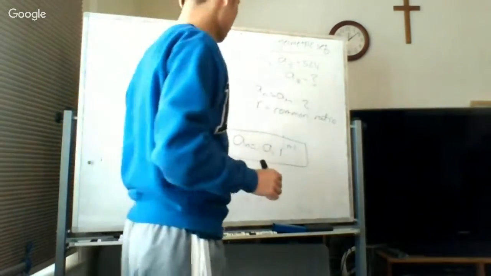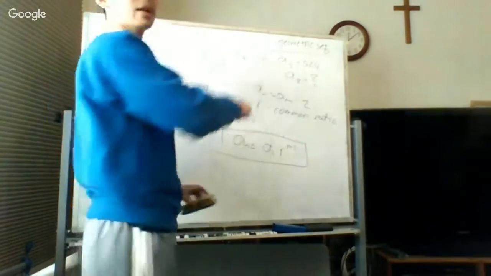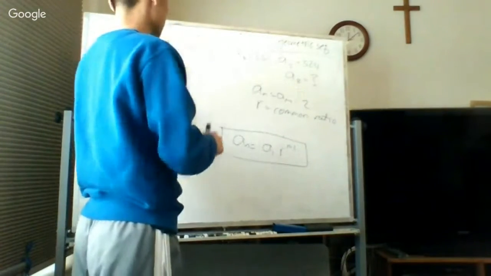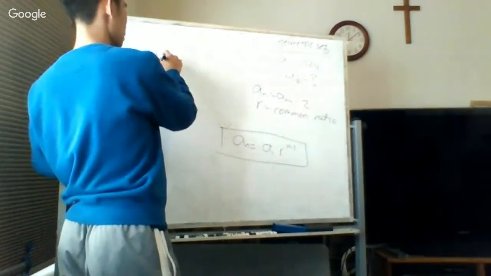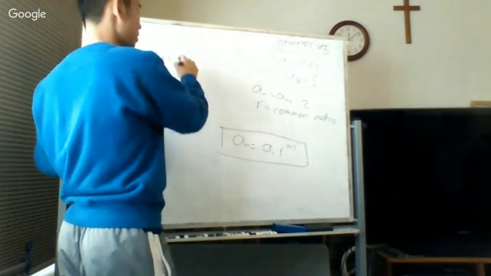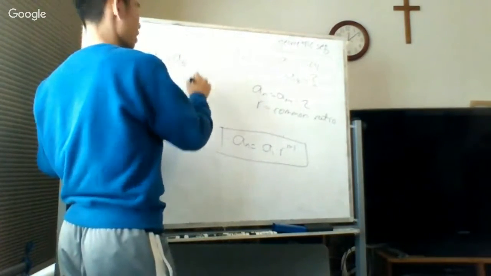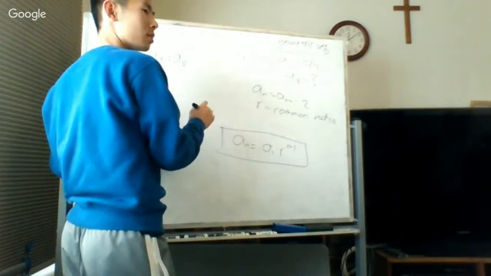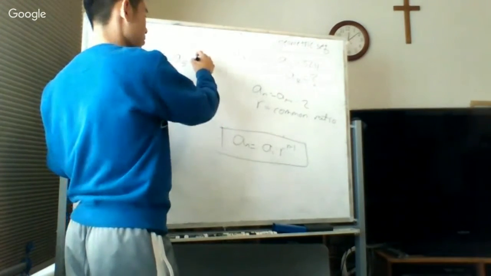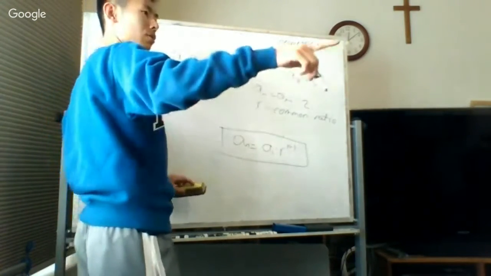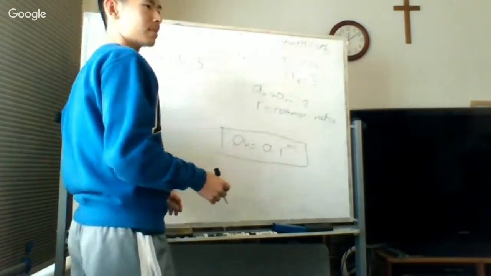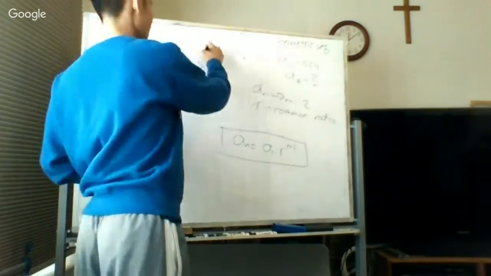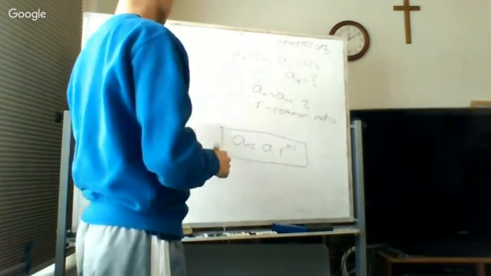All right. Okay. So then how do we get A sub 8? Let's just use, in terms of A sub 5, A sub 8 equals A sub 5 times R to the third. How many times? 5 to 6, 6 to 7, 7 to 8. So 3. And then we just solve.